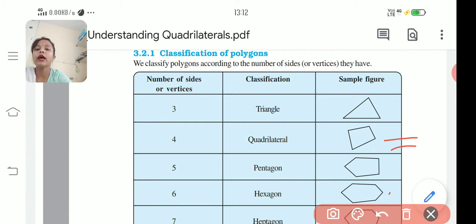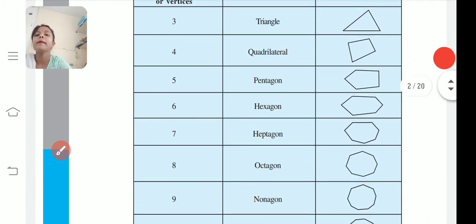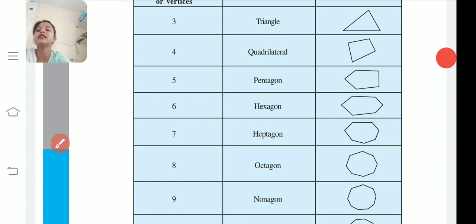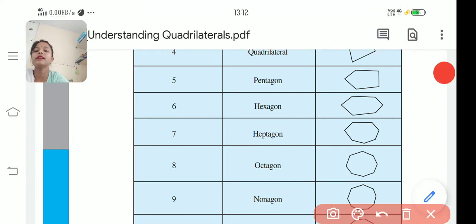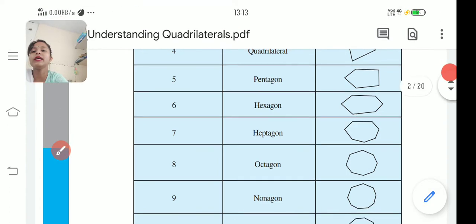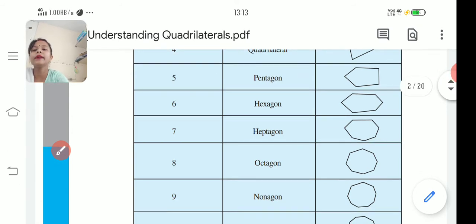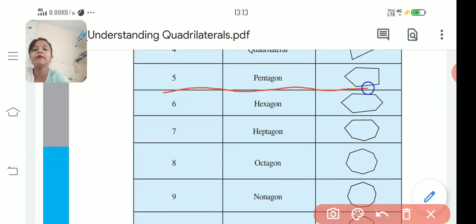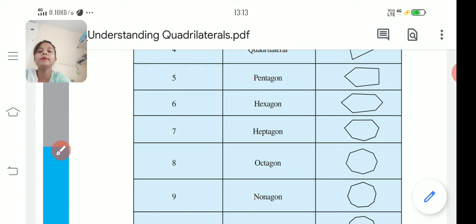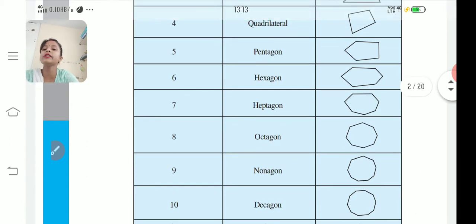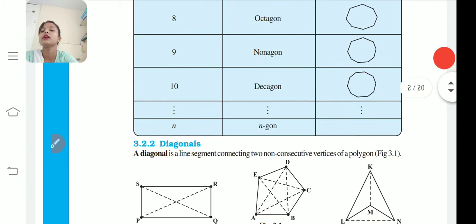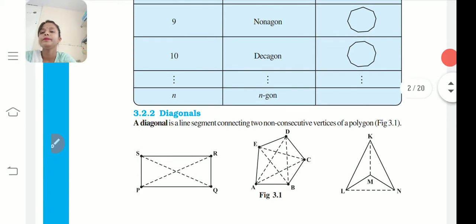If 5 line segments are there, then it will be a pentagon. If 6 line segments are there, then it will be a hexagon. If 7 line segments are there, then it is a heptagon. If 8 line segments are there, then it is an octagon. And if 9 line segments are there, then it is a nonagon, and so on. Here it is written.